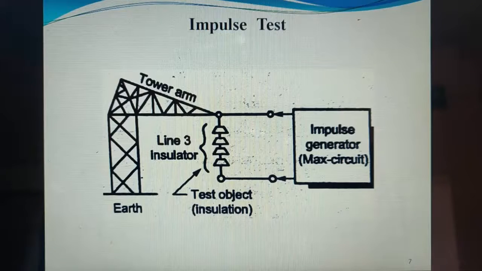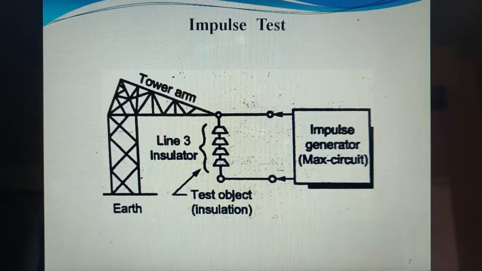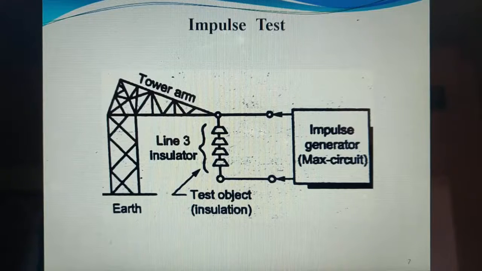And it is a simple flashover test. In this test, the impulse flashover test, a 1 by 50 microsecond wave is also applied to the insulator with the help of a Marx generator or impulse generator.